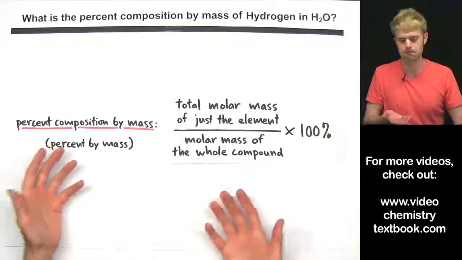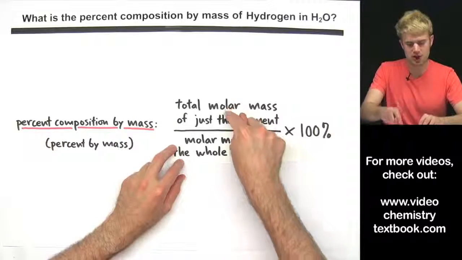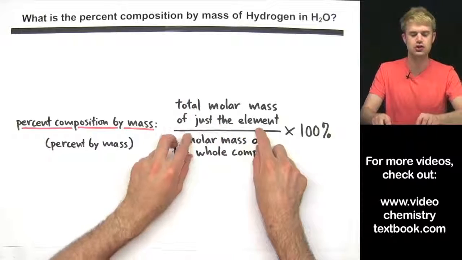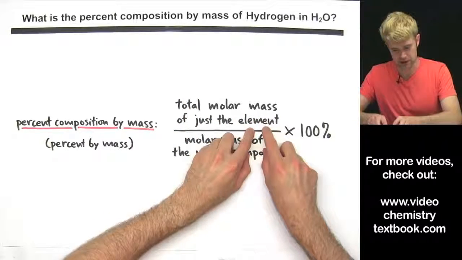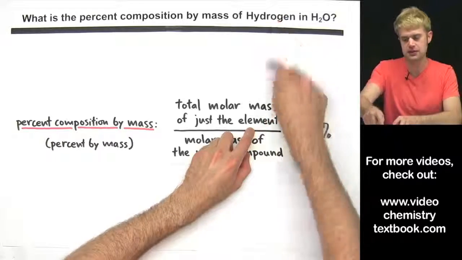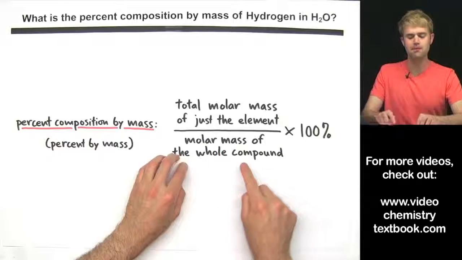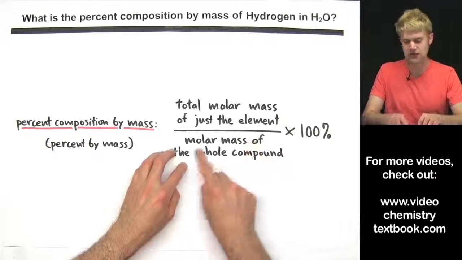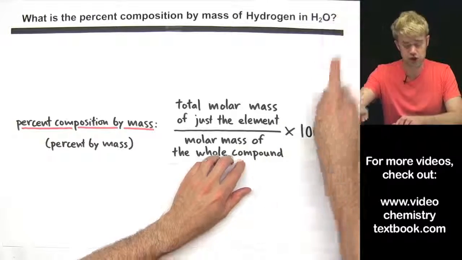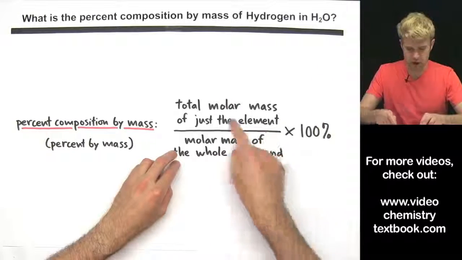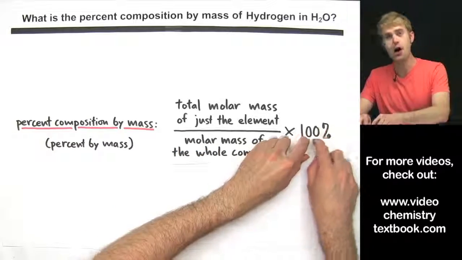They're the same thing. Okay, so here's our equation, and it's got a big fraction in it. The fraction's got a top and a bottom. On the top of the fraction, we have the total molar mass of just the element. In this case, hydrogen is the element, and I'm going to talk more about the top of the fraction in a minute. On the bottom of the fraction, we have the molar mass of the whole compound. In this case, the compound is water, H2O. We're going to do some division. We're going to divide the top by the bottom, and then we're going to take that and multiply it by 100%.